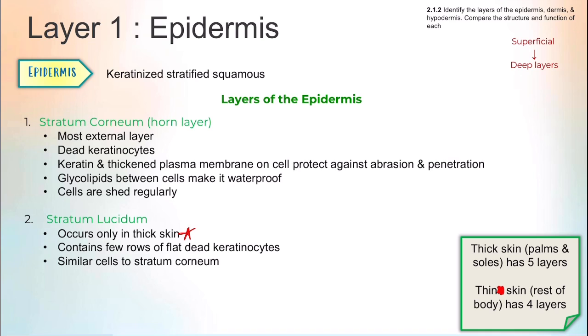Our stratum lucidum is kind of like an extension of the stratum corneum, which is our horn layer. So what we're going to see is that we have a very thin layer. It's only going to have a couple of rows of those flat, dead squamous cells that have been filled up with keratin, so flat, dead keratinocytes. When we look at this material on a slide, it's sometimes hard to see the difference between the corneum and the lucidum just because their composition is so similar.